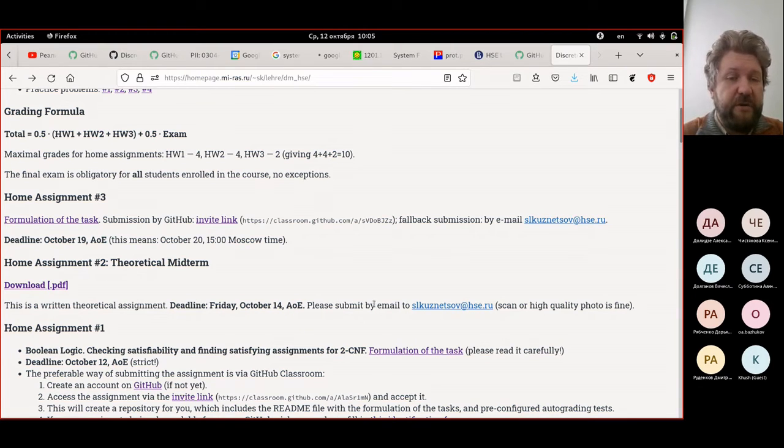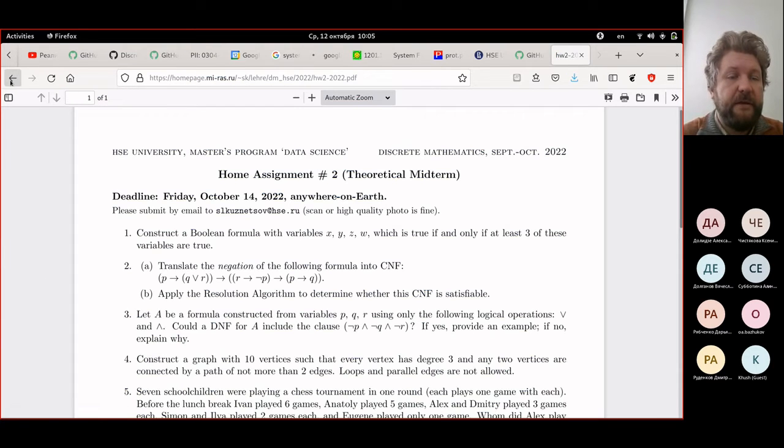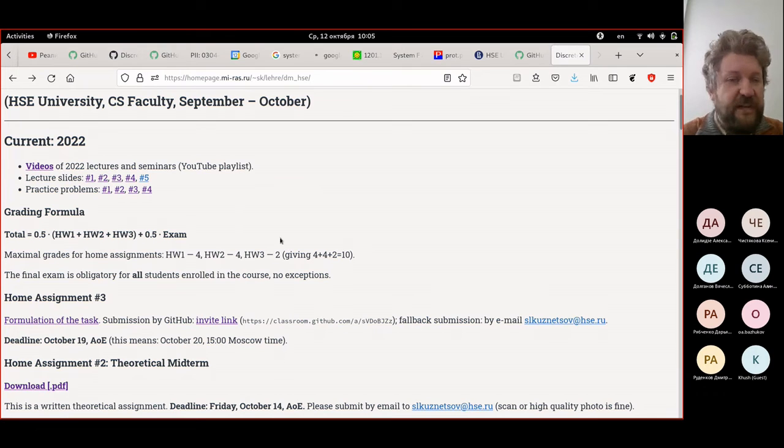Also, recall that this Friday or Saturday we have the deadline for the theoretical midterm, which is available here. I also posted the grading formula, the same as in the previous year. Half of your grade is given for the home assignments out of 10: it's 4, 4, and the third is 2 because it's easier than the first two homeworks. The second half is for the exam. The final exam is obligatory for all students. If you get a half grade, say 6.5, using this formula, you'll get 7. So it's rounded upwards, but that's the only case it could be.